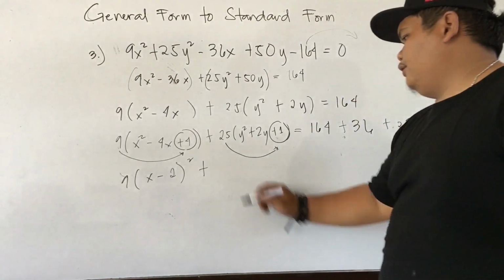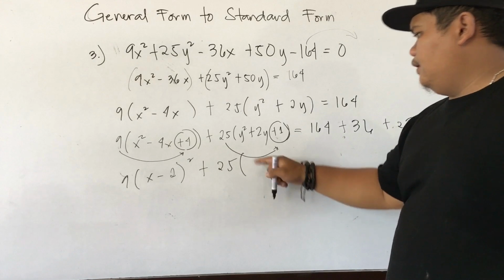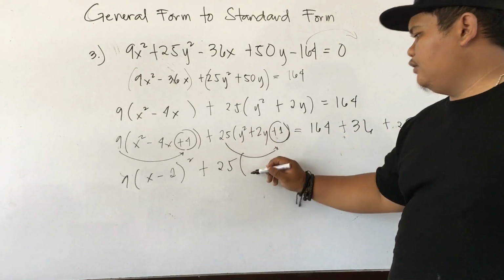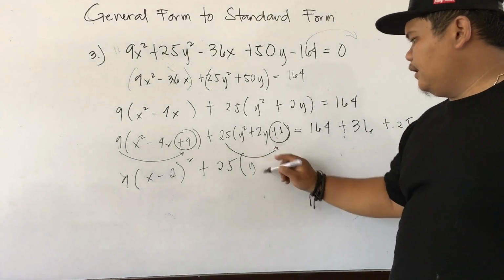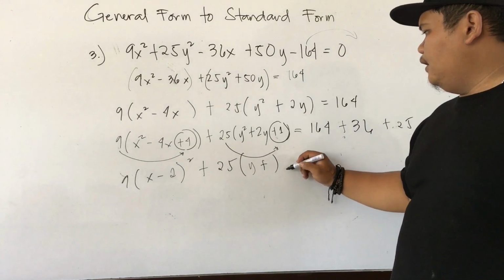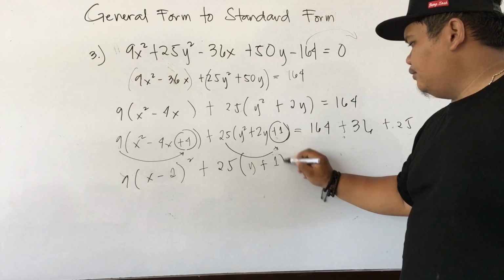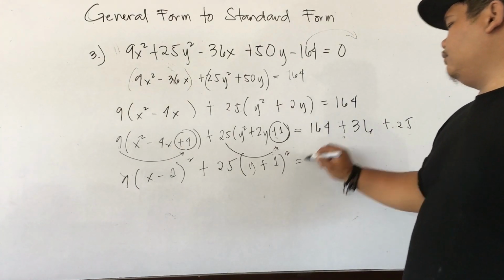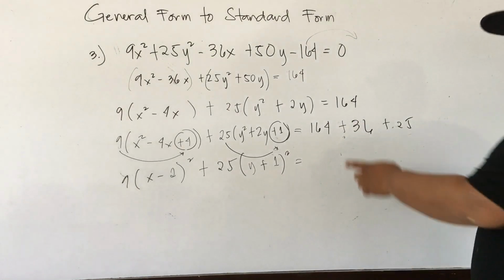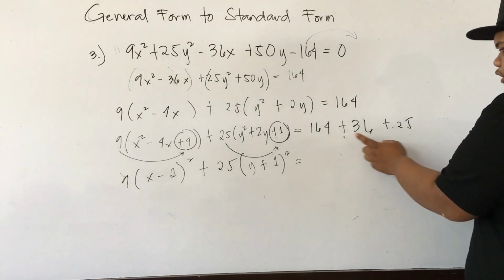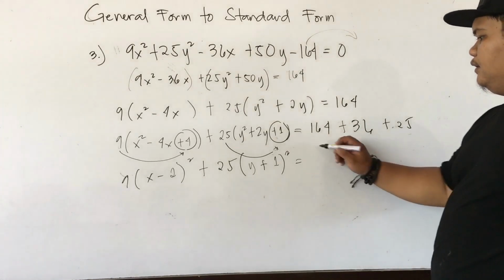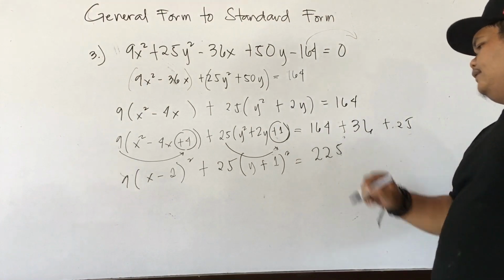Next, we have here 25, and the square root of y squared is y. The sign is positive, and then the square root of the last term is 1, and the exponent is 2. Okay, and then we're going to combine 164, 36, and 25. This is equal to 225.